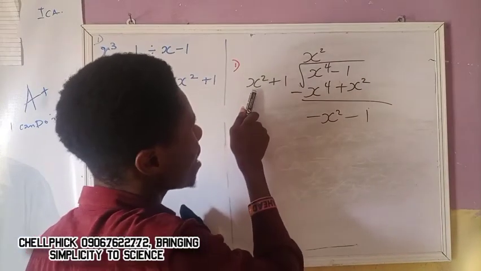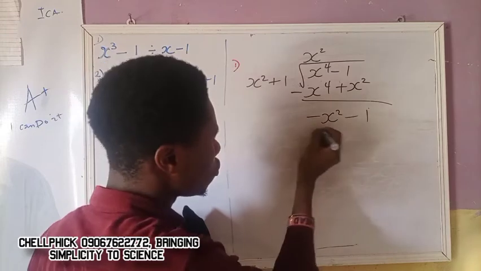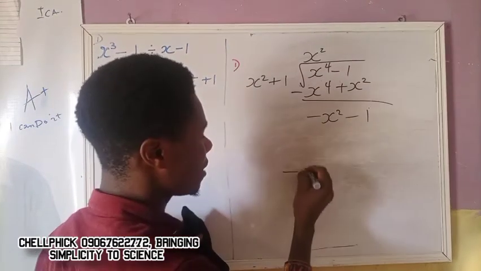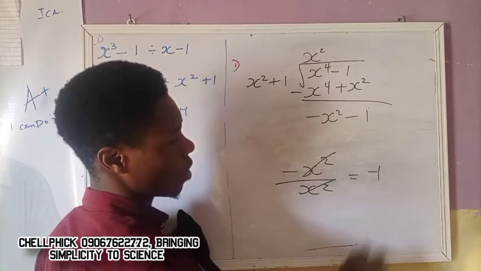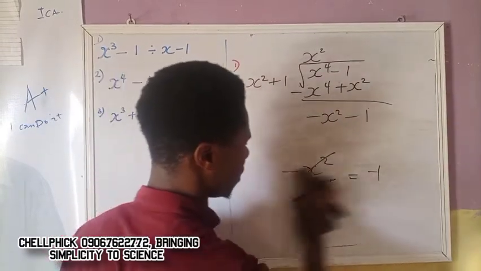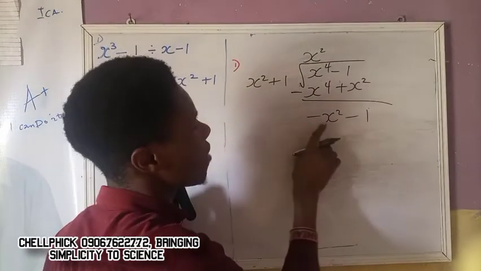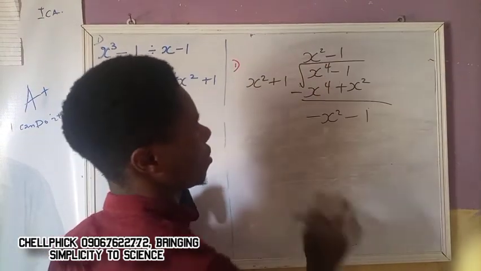So I have x squared. Don't forget that this one is not just an ordinary x squared. It means minus x squared divided by x squared. So when you do this, we are going to have minus 1. Do you understand? It's minus 1. Please note that x squared divided by minus x squared is minus 1. So we have done that.